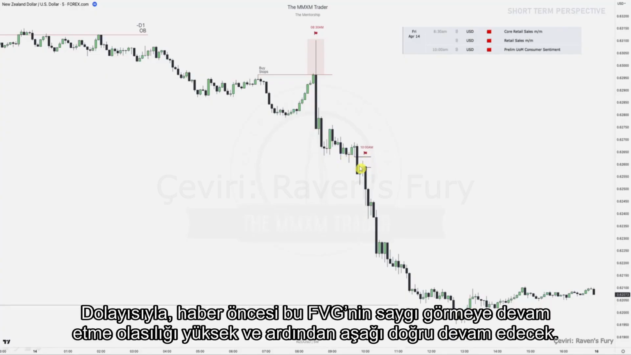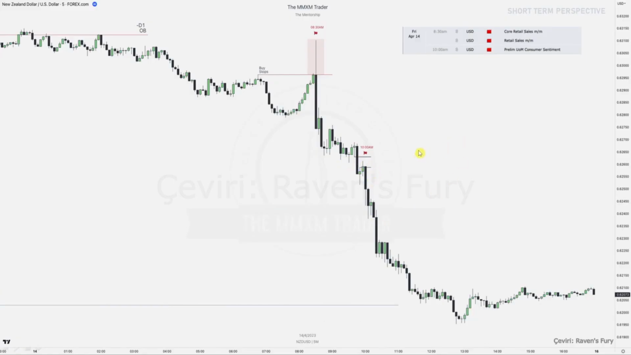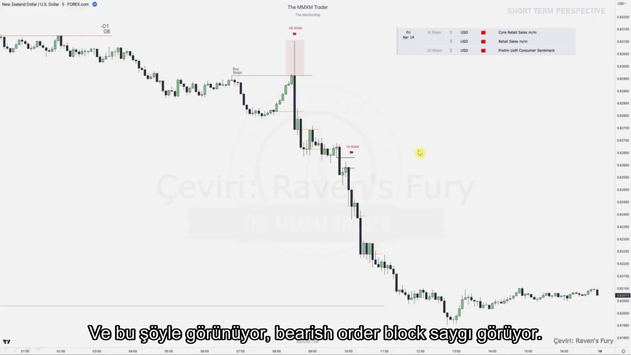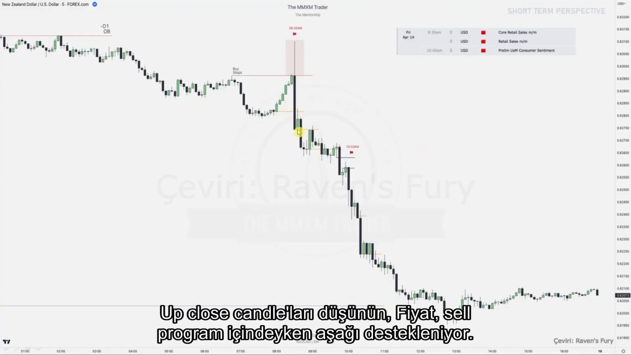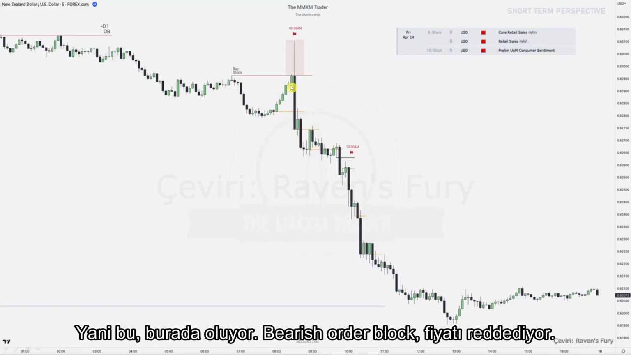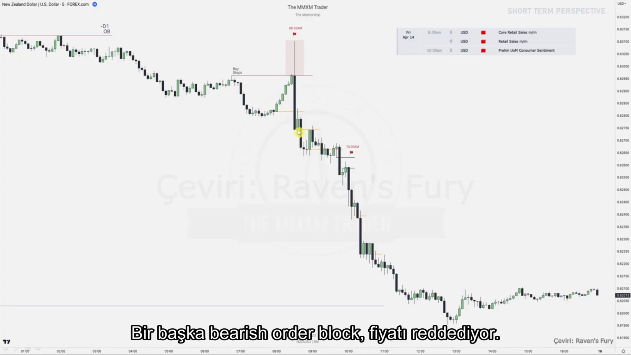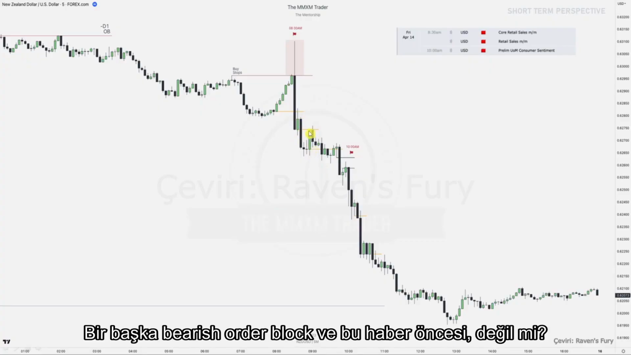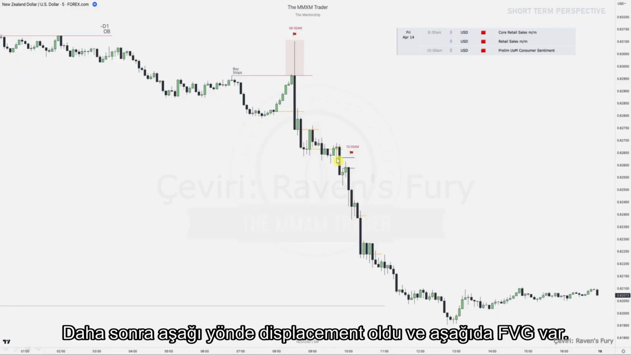So it's highly likely this fair value gap prior to the news event will stay respected and then continue down, and it looks something like this, right? Bearish order block being respected. Think about all those up close candles, right? They should support price lower once it is in a sell program. So that happens over here. Bearish order block, price rejects it, another bearish order block, price rejects it, another bearish order block, and that is prior to that news event, right? We displaced lower, and then you have that fair value gap down there.